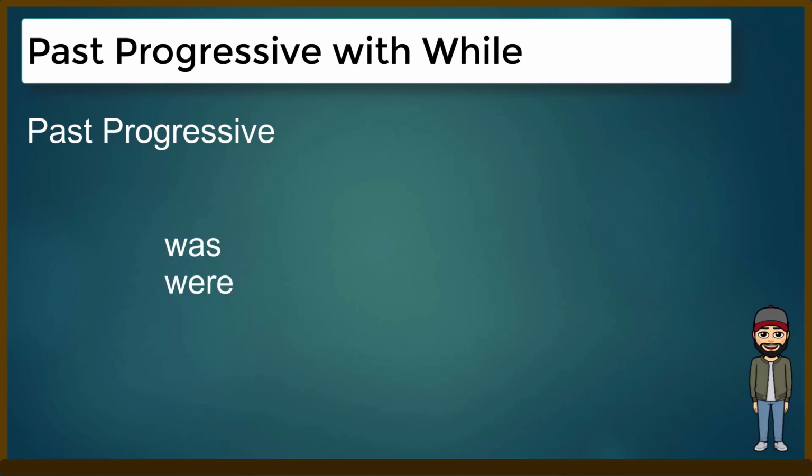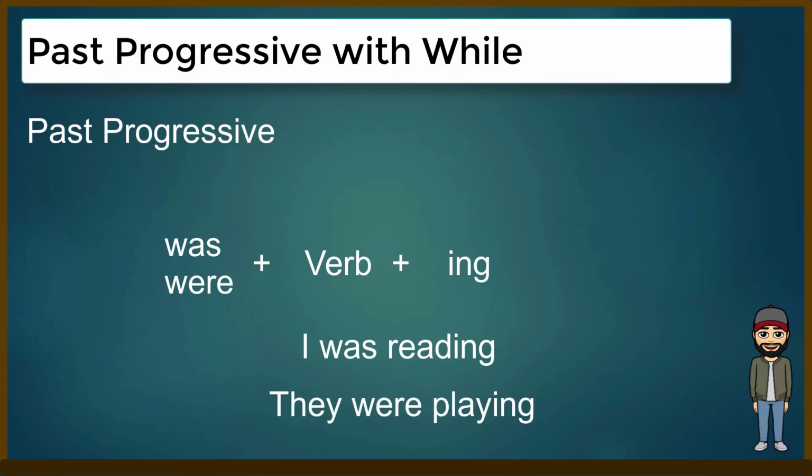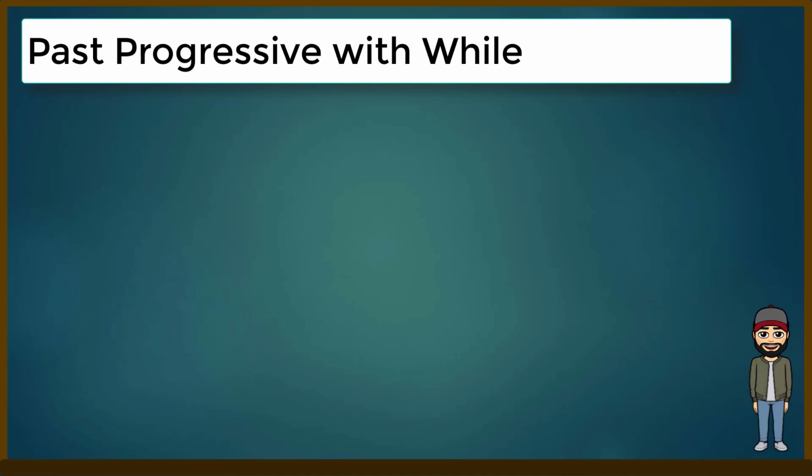We use was or were plus the verb plus ing. For example: I was reading, they were playing. Okay? That's the form of the past progressive.